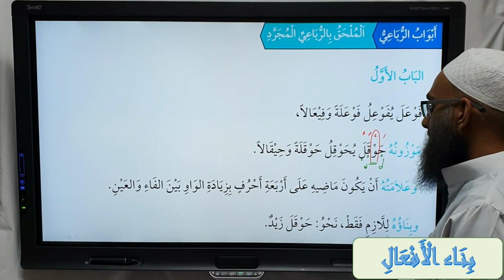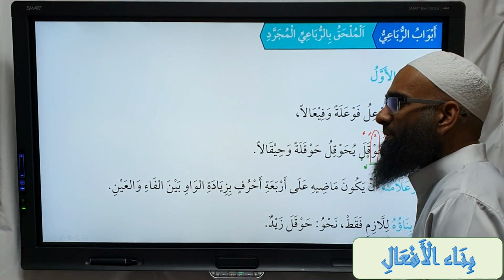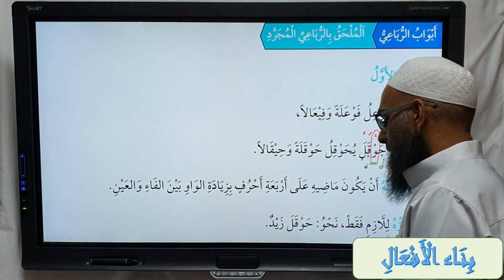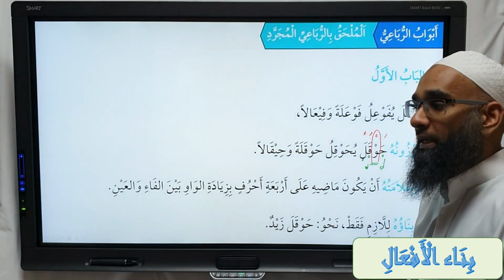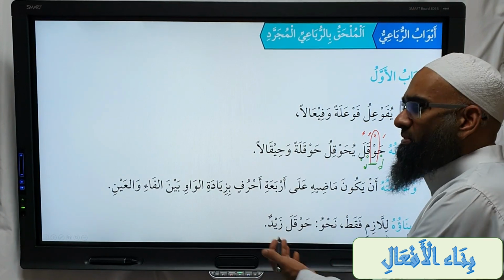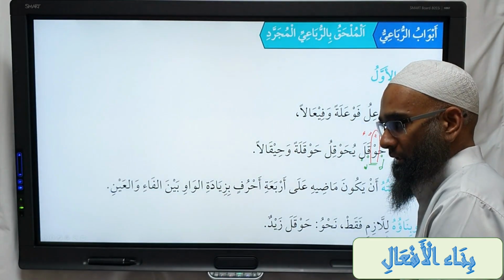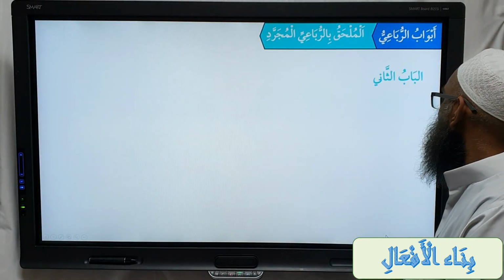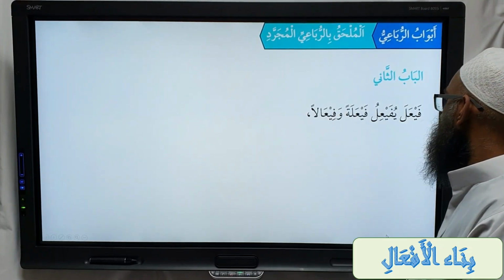And its construction is for lazim only, like hawqala Zayd. Hawqala means to become weak. So hawqala Zayd, Zayd became weak. So haqala also means to become weak. Hawqala also means to become weak. Okay?